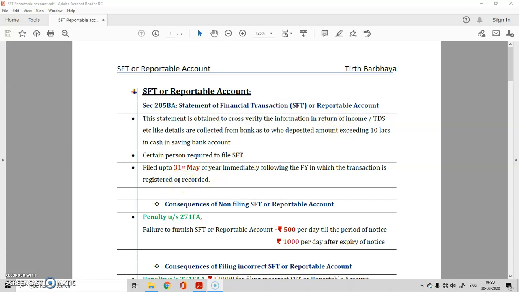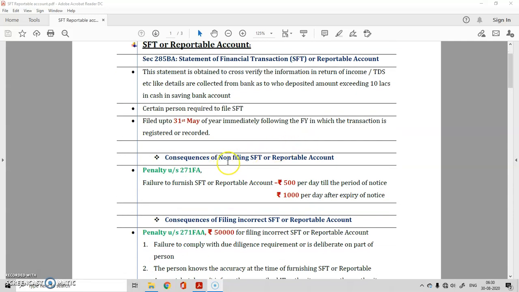Okay, now such SFT or reportable account is to be filed before 31st May of the immediately following year in which the transaction is registered or recorded. यानी कि अगर प्रीवियस ईयर 1920 में किसी असेसी ने 10 लाख से ज़्यादा सेविंग बैंक अकाउंट में कैश डिपॉजिट किया हुआ है तो बैंक को बिफोर 31st मई 2020 इनकम टैक्स अथॉरिटी को SFT या फिर रिपोर्टेबल अकाउंट फाइल कर देना चाहिए.